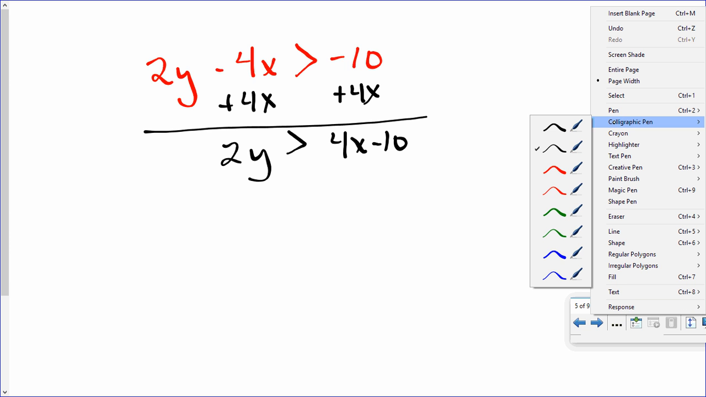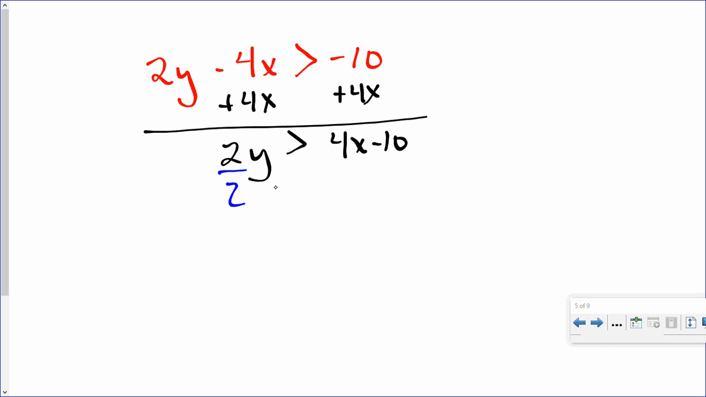Then I will divide by 2 on both sides. So my real inequality is y is greater than 2x minus 5. I go back and check, did I divide or multiply times a negative number?